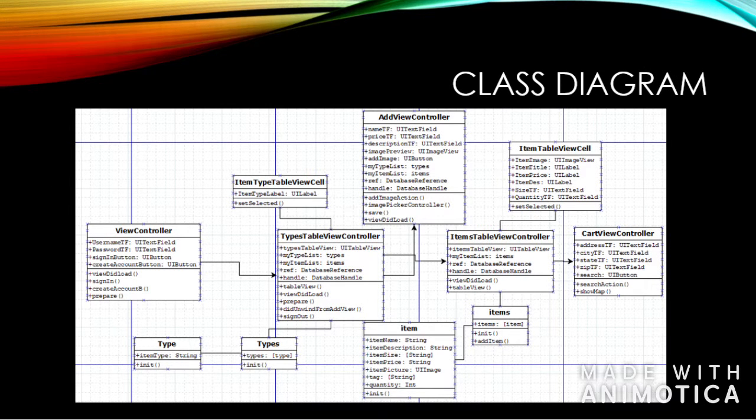So this is my class diagram, and you start off on the very left where it says view controller. You have a username text field and a password text field, which the user inputs both of those information and clicks either the sign in button or create account button, and it stores that into Firebase. And with the correct user that has been registered already, they can go onto the types table view controller.